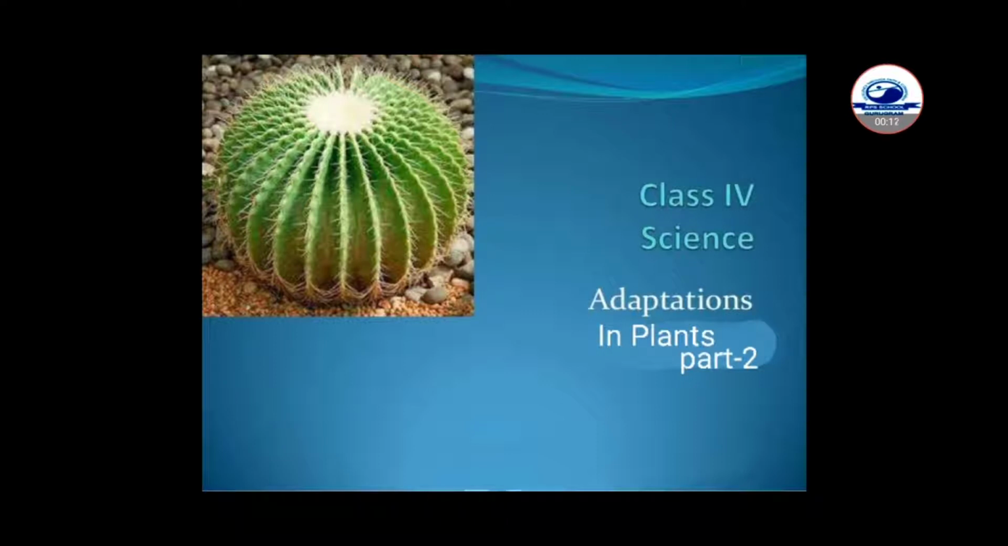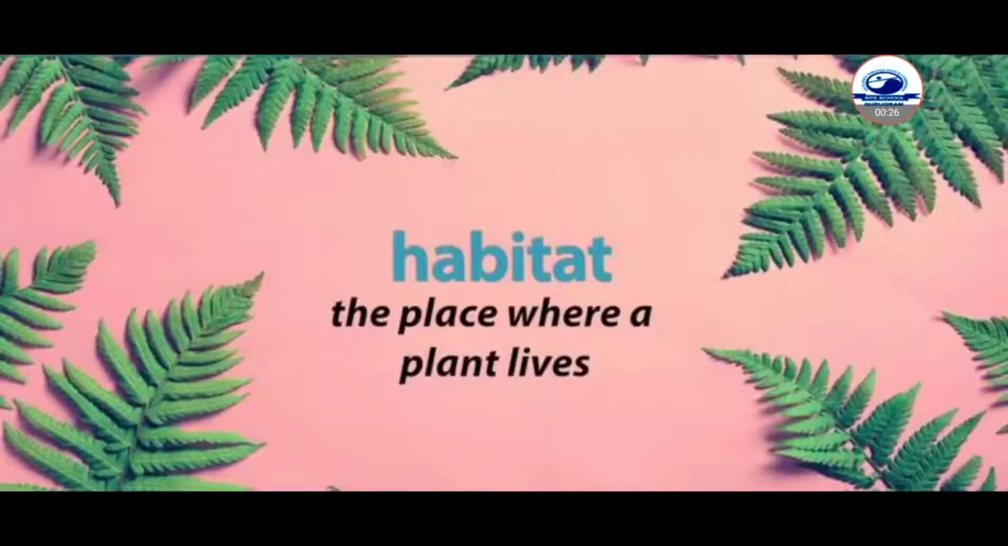In the last module we have learned what is adaptation and habitat and how to group plants according to habitats. As we know, plants growing in different regions differ from one another. The place where a plant naturally lives and grows is called its habitat. For example, a desert is a habitat for a cactus and a pond is a habitat for a lotus plant.